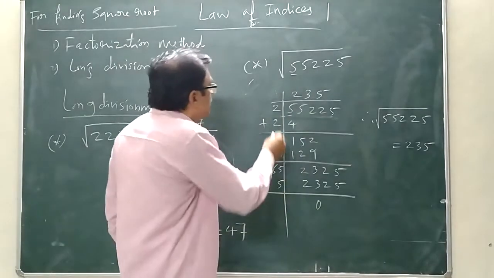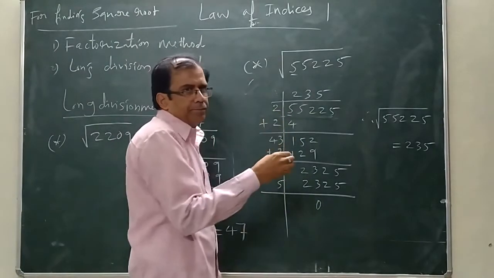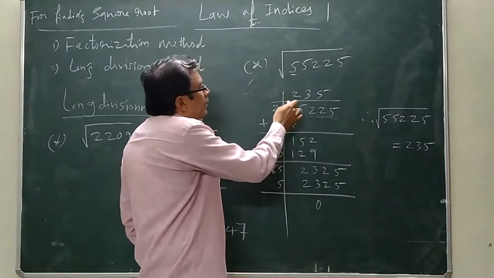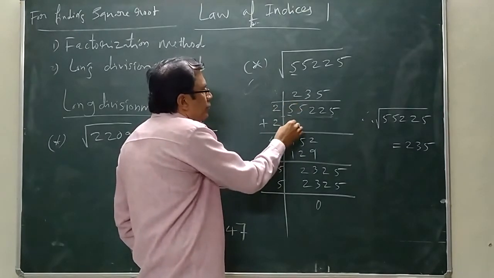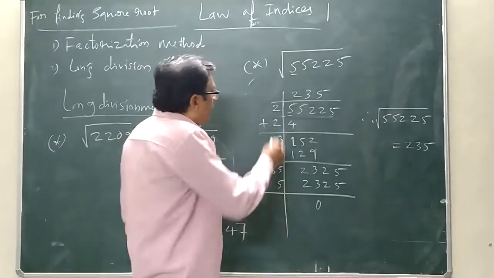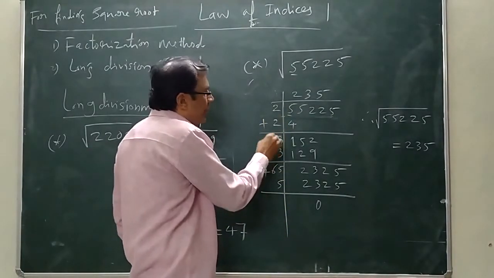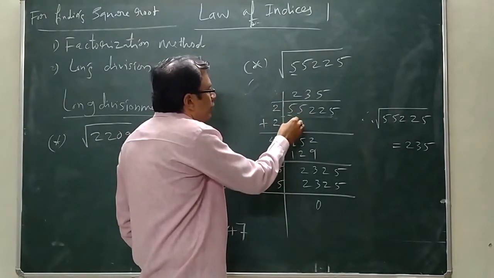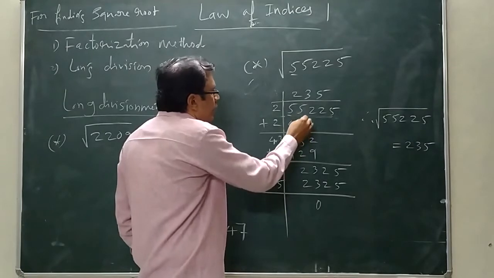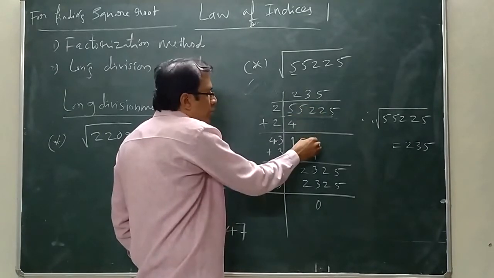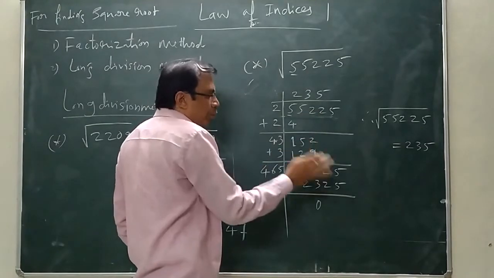The first step is 2 into 2 again. 2 2s are 4, and from 5 you are making a minus 4, and left how much? Only 1 left. And 2 plus 2 becomes 4 here. The 2 and 5 numbers you need to take down, and this will become 152.